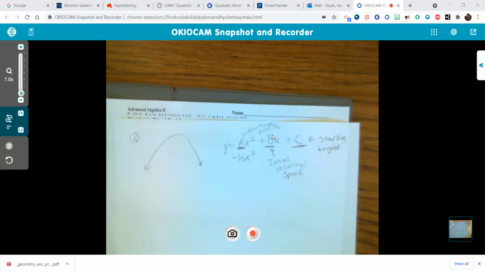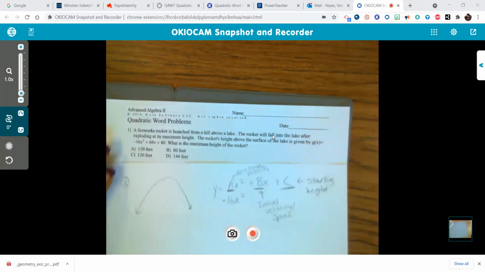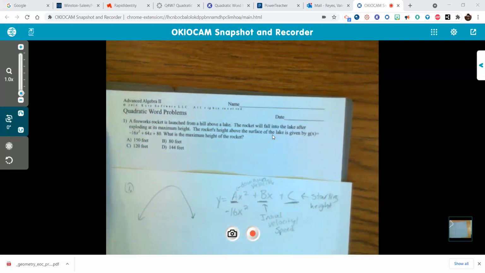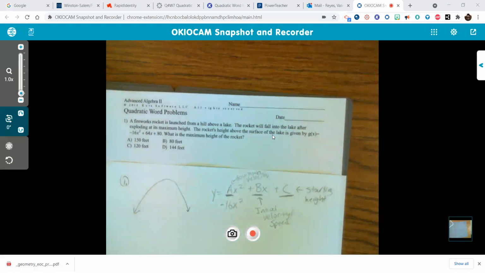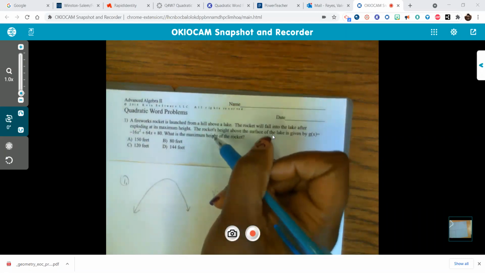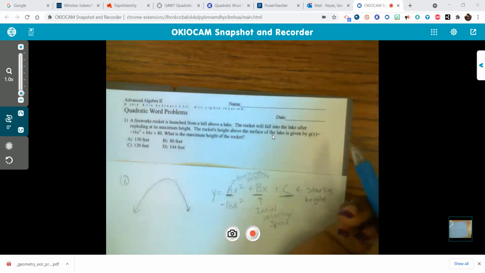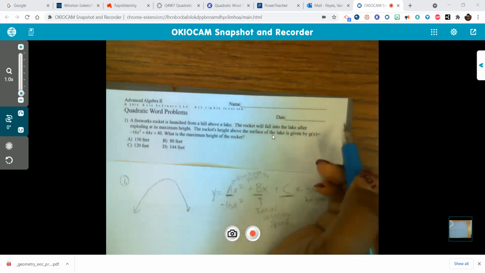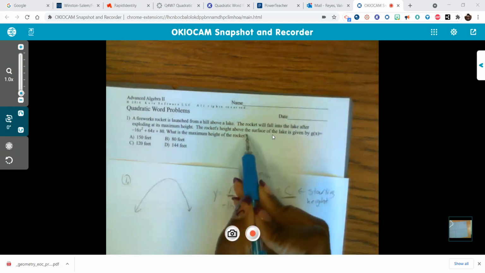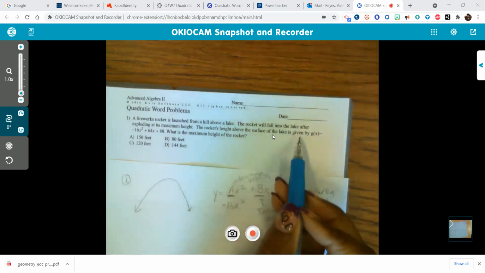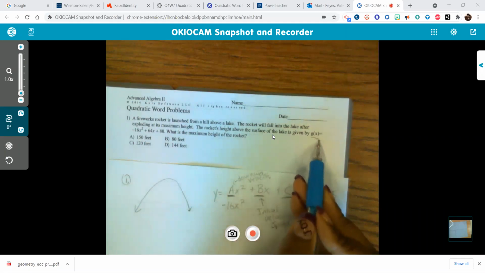Okay, so now let's look at number one. Let's read it and figure out what they want. It says a fireworks rocket is launched from a hill above the lake. The rocket will fall into the lake after exploding at a maximum height. Okay. The rocket's height above the surface of the lake is given. This is the equation right here.